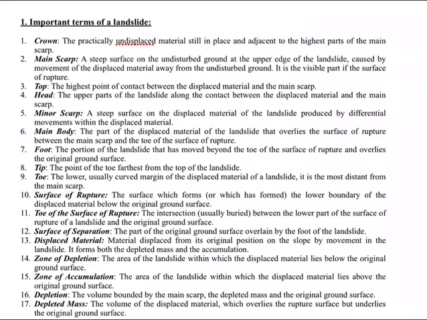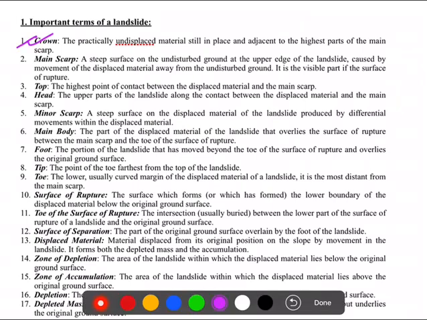Crown is discussed: partially undisplaced material still in place and adjacent to the highest parts of the main scarp. So what's the main scarp? The steep surface of the undisturbed ground at the upper edge of a landslide, caused by the movement of the displaced material. Then you will see the top, the head, and the minor scarp. You can pause the video, go through it, read it and note it down. These are just small definitions.